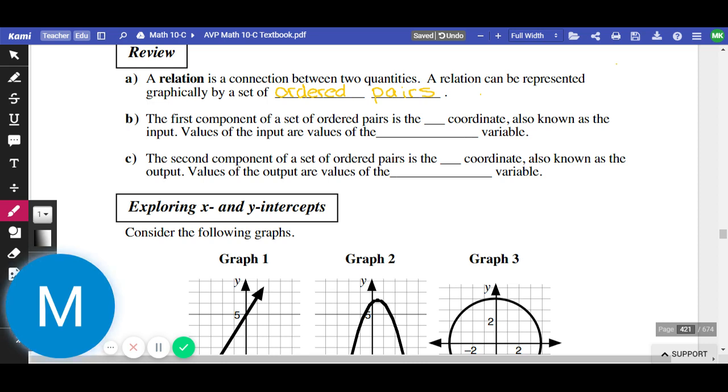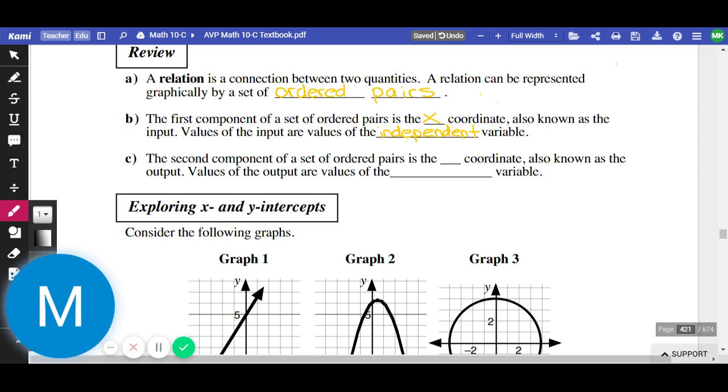The first component of the ordered pair is the x-coordinate, also known as the input, right? So yesterday we talked a lot about how x is the input. It's also the independent variable. Values of the input are values of the independent variable. So that's what we learned yesterday, right? Typically our x is the first thing in an ordered pair. It's our input. Input means independent variable as well. Those are all just some basic definitions.